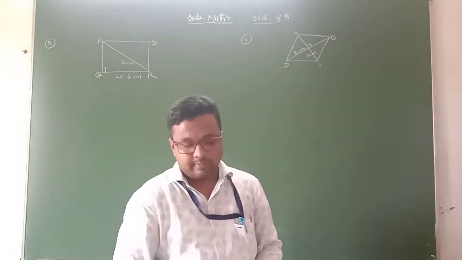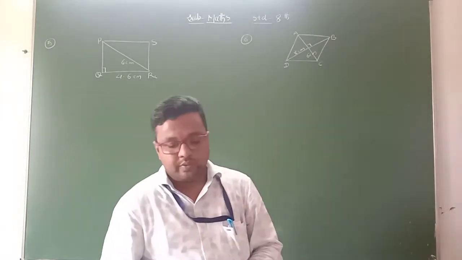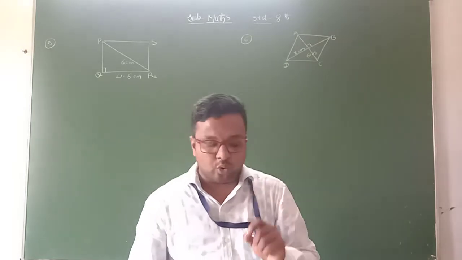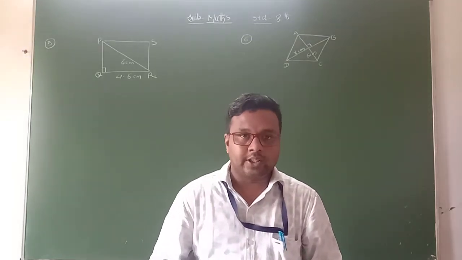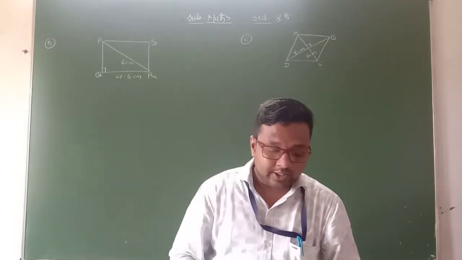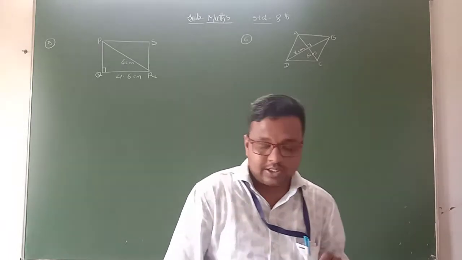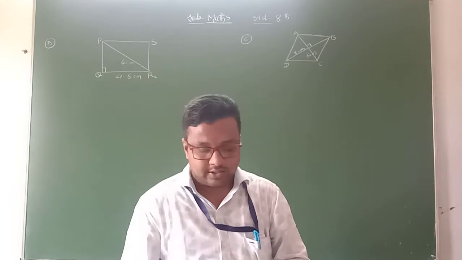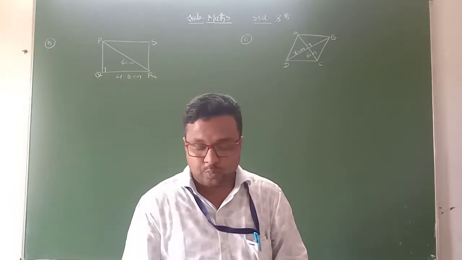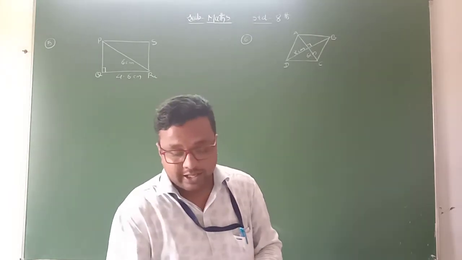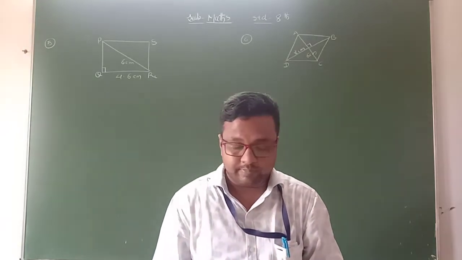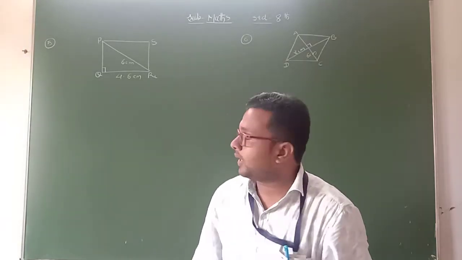Good morning student. In the previous video we completed up to question number 4 from exercise 4.3. Today I take question number 5. Question number 5 is: construct a rectangle PQRS in which QR is equal to 4.6 cm and diagonal PR is given 6 cm. Construct rectangle PQRS.